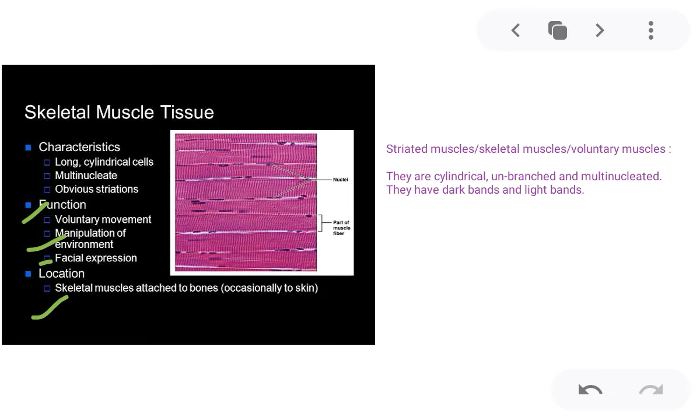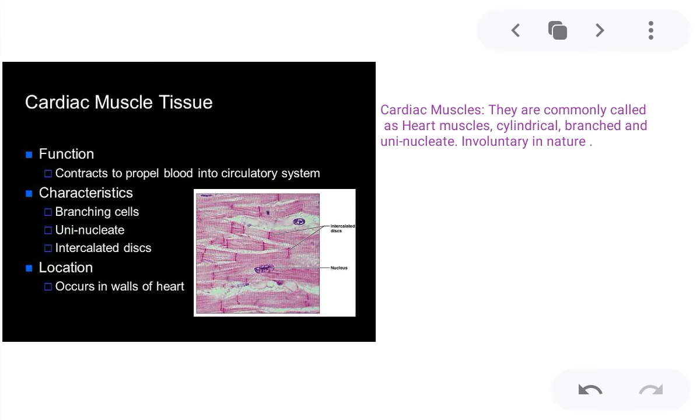So what is the second type of muscle tissue? That is cardiac muscle tissue. The muscles of the heart show rhythmic contraction and relaxation throughout life. These involuntary muscles are called cardiac muscles. Heart muscle cells are cylindrical, branched and uninucleate.